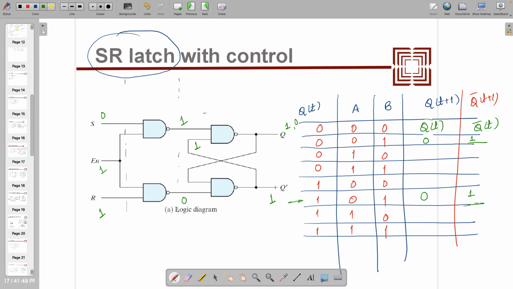Now let's look at the other condition where this is 1 and 0, just to check whether it's giving you what we wanted.